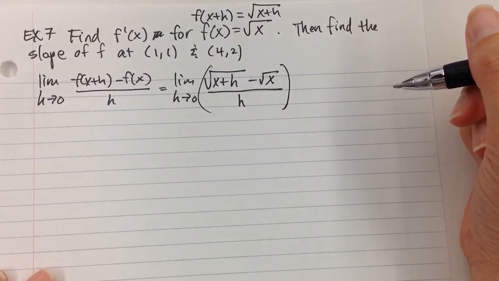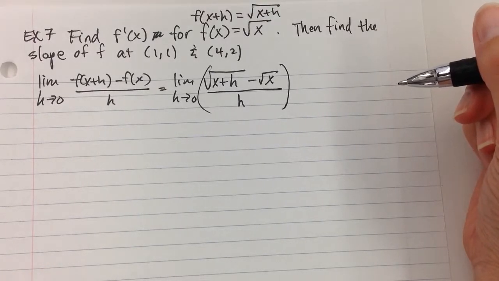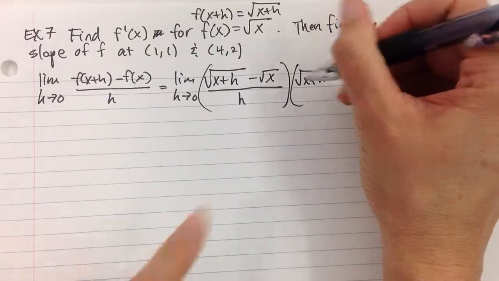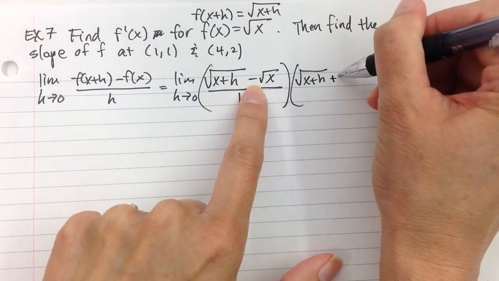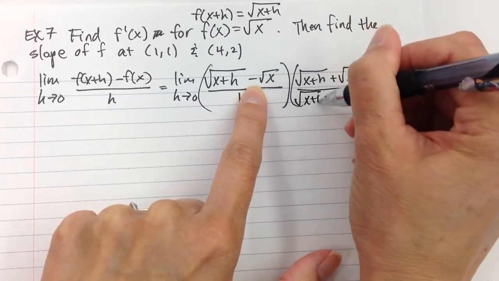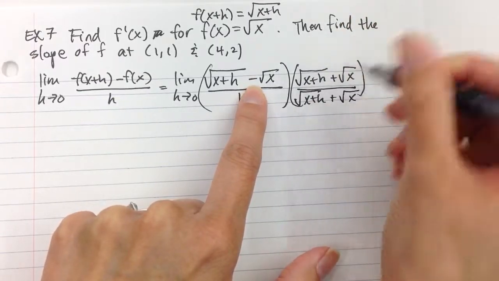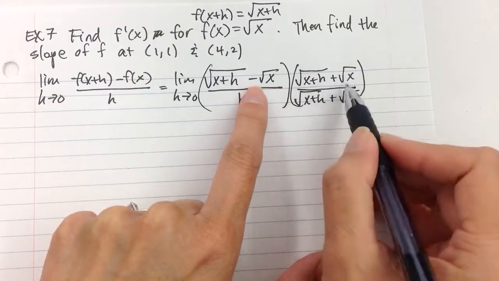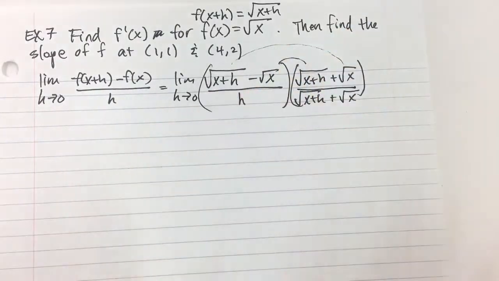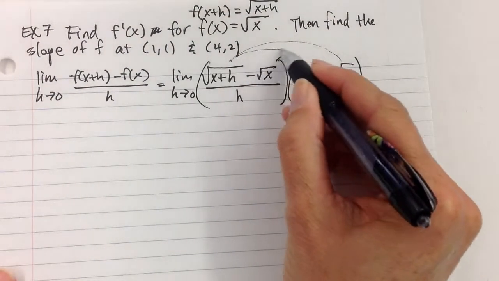Multiply by the conjugate, right? The conjugate is square root of x plus h, this minus, we're going to change it to plus the square root of x. So square root of x plus h plus the square root of x. See that this minus and this plus gets rid of this middle term and this outside term. So we don't have to multiply those terms. We just need to multiply these two terms.